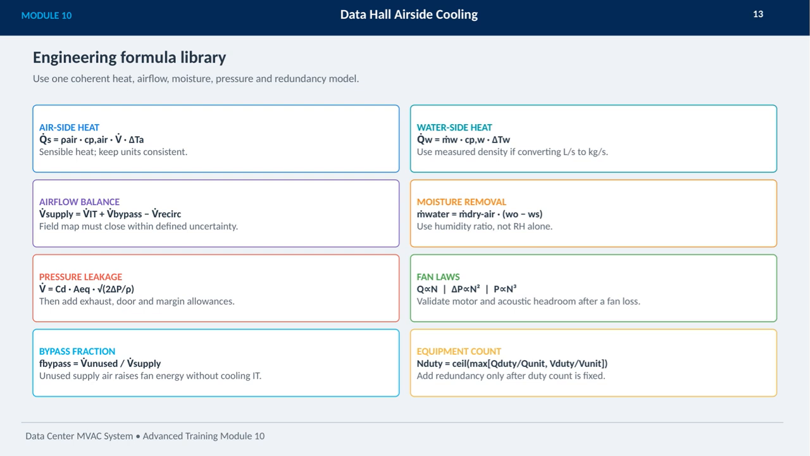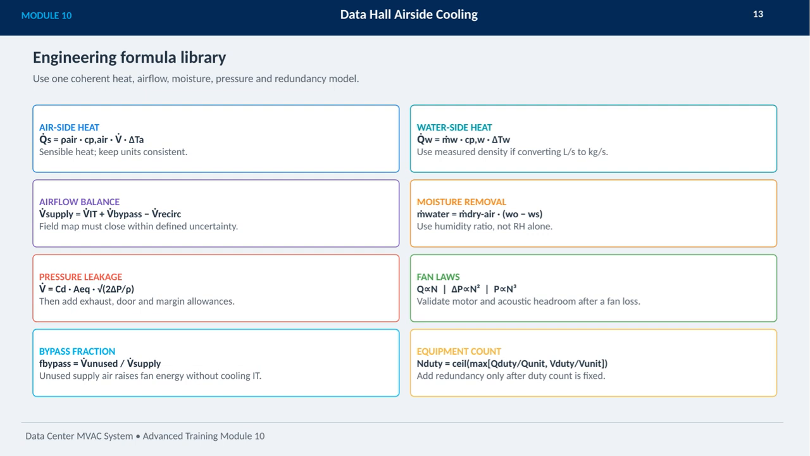On the water side, heat transfer is calculated by multiplying the water mass flow rate by its specific heat and the water temperature difference, and make sure to use measured water density when converting flow rates. Airflow balance must account for supply, IT load, bypass, and recirculation air volumes to ensure the field map closes within allowed uncertainty. For moisture removal, the key is using the humidity-ratio difference rather than just relative humidity.